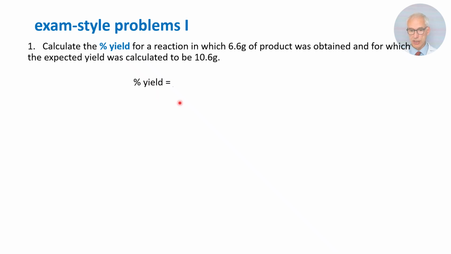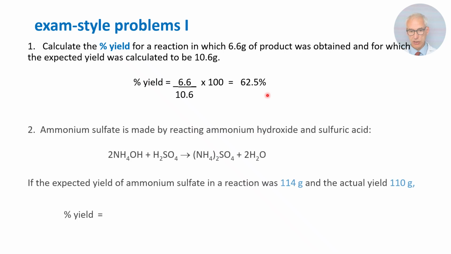Okay, so here's the answer. Actual divided by expected, 6.6 divided by 10.6 times 100, 62.5% is the yield. Second problem, ammonium sulfate is made by reacting ammonium hydroxide with sulfuric acid. If the expected yield of ammonium sulfate was 114 grams and the actual yield was 110, calculate the percentage yield. Stop, restart to check your answer.